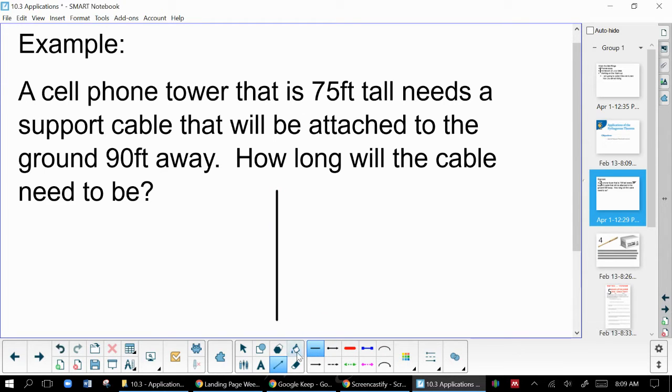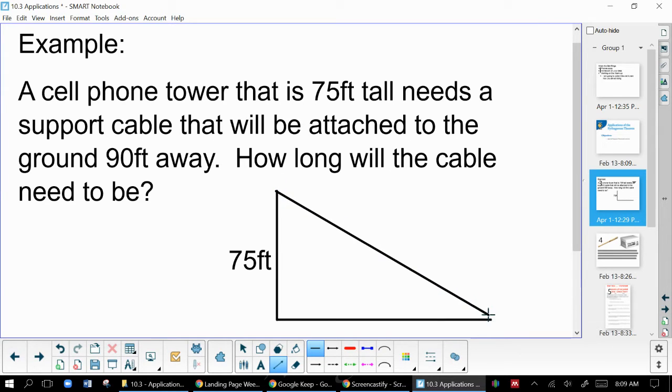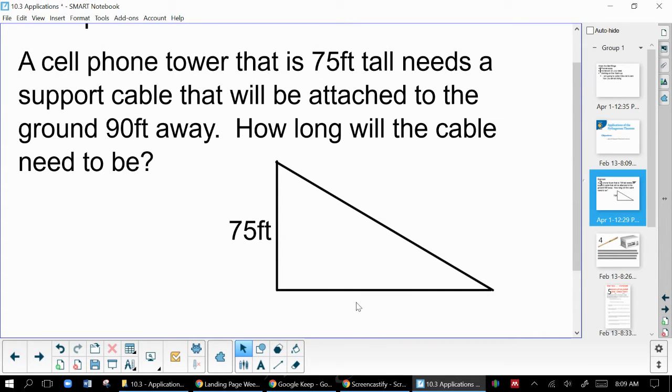The question is, what does each side of the triangle represent? So here we've got a phone tower that is 75 feet tall. We can represent that with just a vertical line, and we'll label that 75 feet tall for the tower. We're going to have the ground, and we're going to have the cable that attaches from the top of the tower down to the ground. The support cable needs to be attached to the ground 90 feet away. So this distance along the ground is 90 feet.